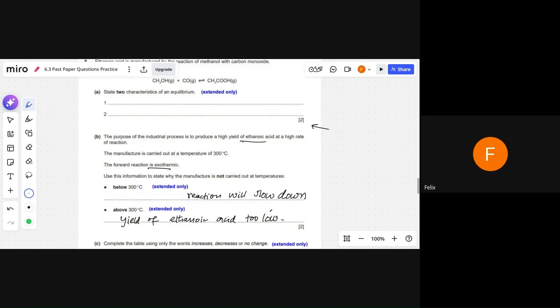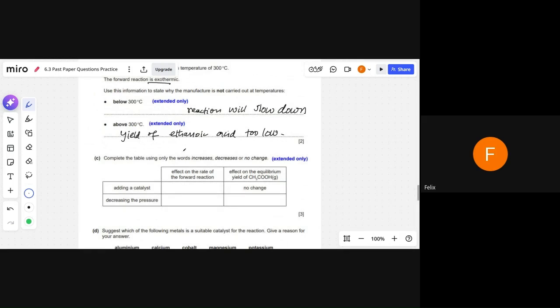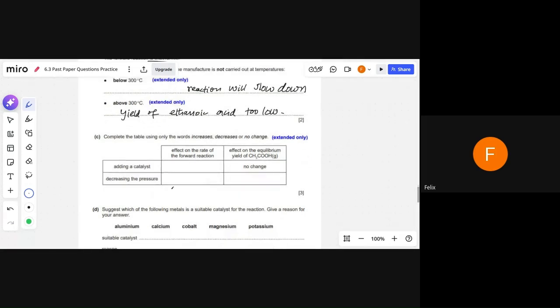Okay, so now the next one, complete the table using only the words increases, decreases, or no change. Adding a catalyst, effect on the rate of the forward reaction, it increases it, right?